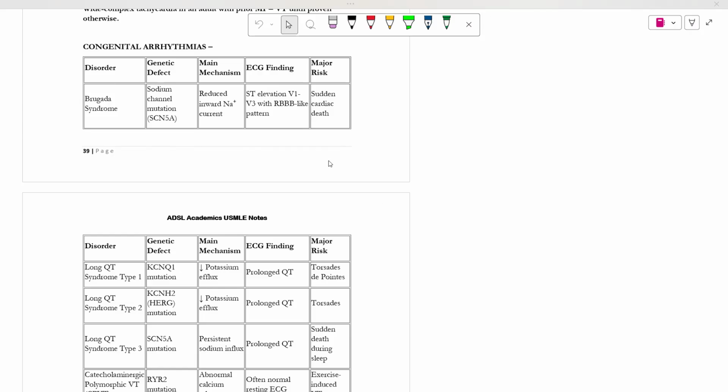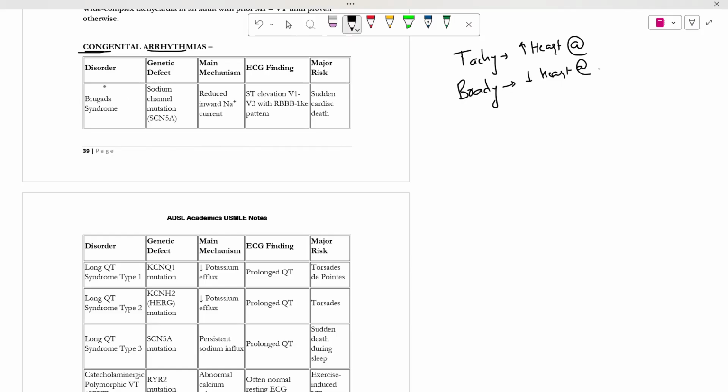Okay, so let us now do congenital arrhythmias. Till now we saw the other types of arrhythmias. Now let us see the congenital. We've seen till now the tachyarrhythmias, where there was an increase in the heart rate, and in bradyarrhythmias there was a decrease in the heart rate.